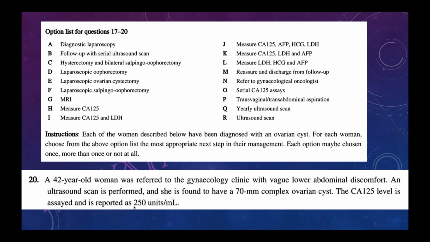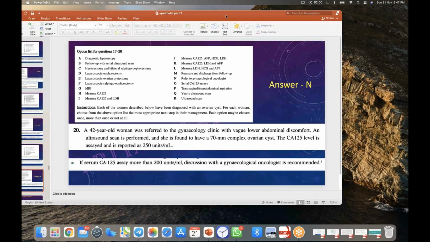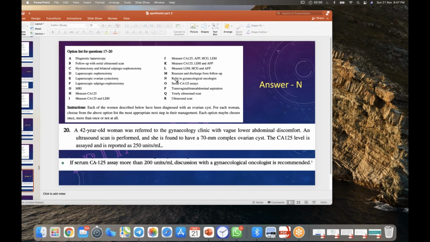MRI. She's having pain also. Symptomatic. Refer to gynae. She's having pain, complex cyst, CA 125 high. So gynae referral. Sorry, onco referral.